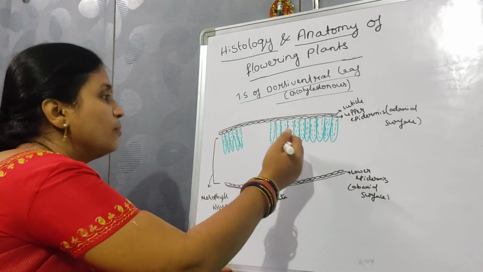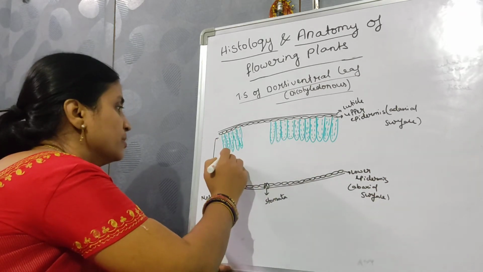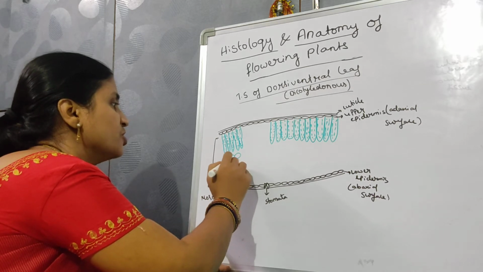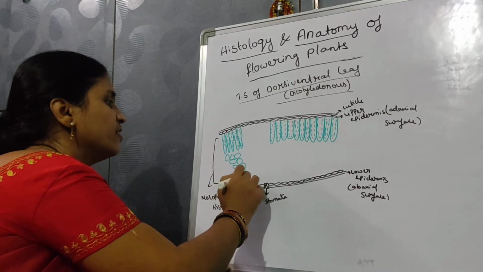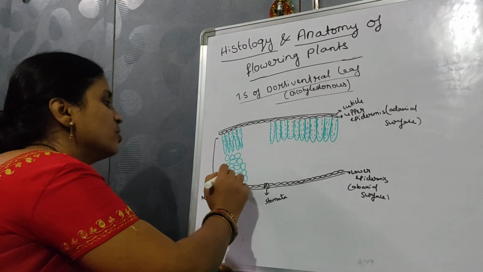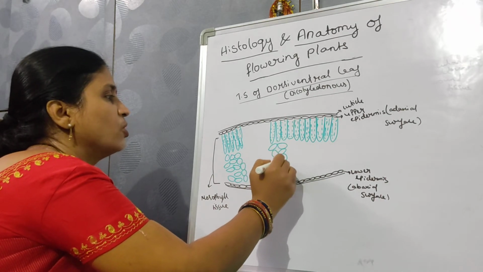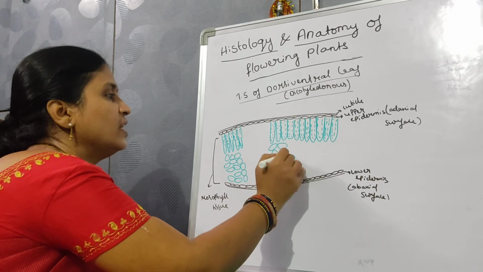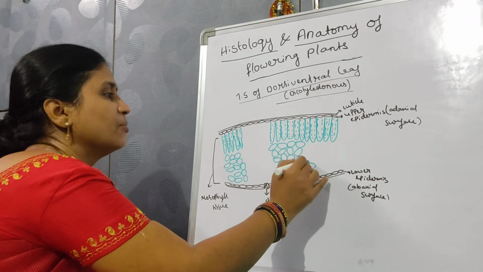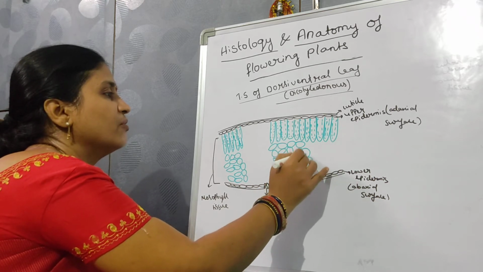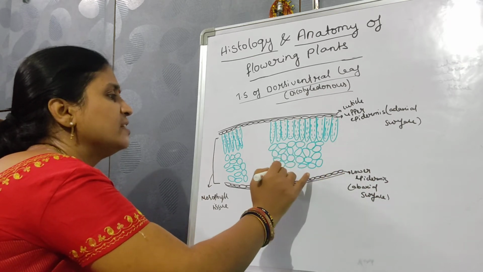Below the palisade parenchyma is the spongy parenchyma, which extends from the palisade parenchyma to the lower epidermis. The cells are loosely arranged, having large intercellular spaces. They are irregularly arranged. Because of this tissue, the leaf is somewhat flexible and can move easily when the wind blows.